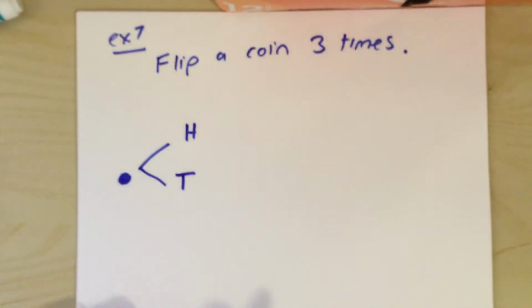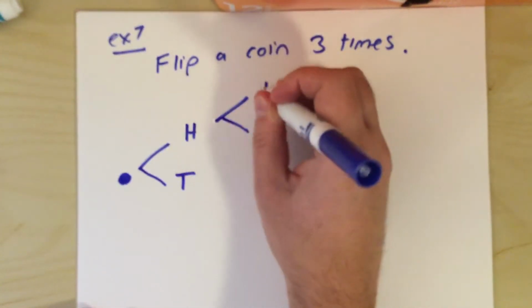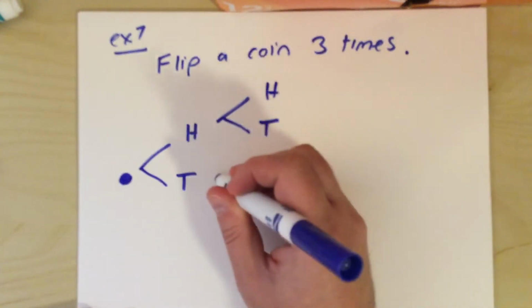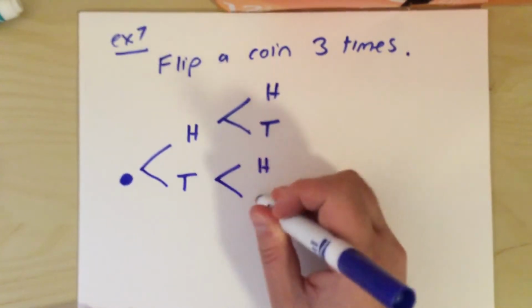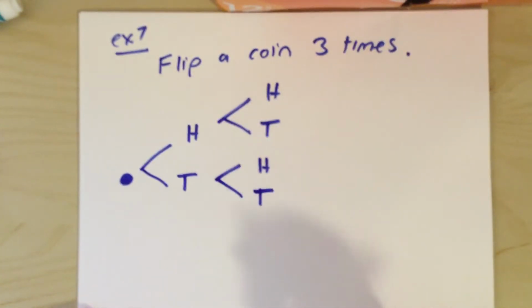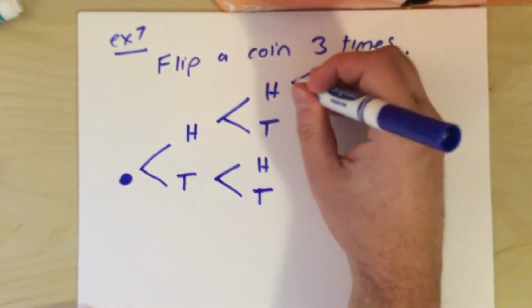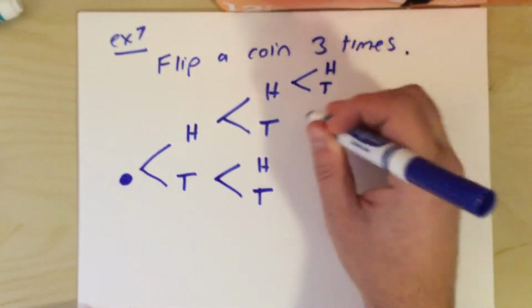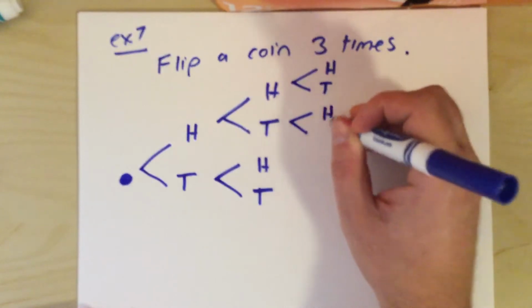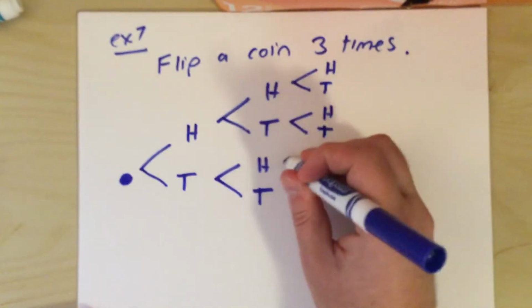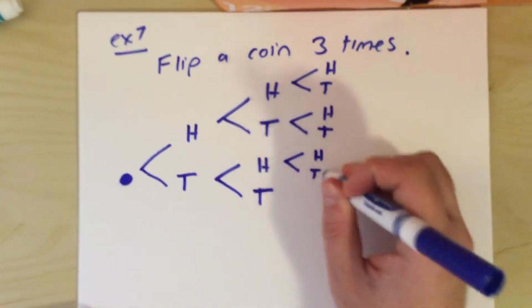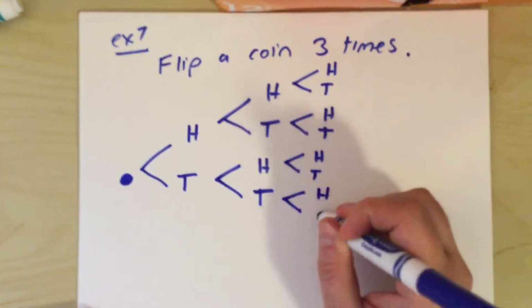It's going to be heads or tails. That's the first flip. Now for the second flip, if we got heads, we could still land on heads or tails. And it could still land on heads or tails. And then it could still land on heads or tails. Heads or tails.